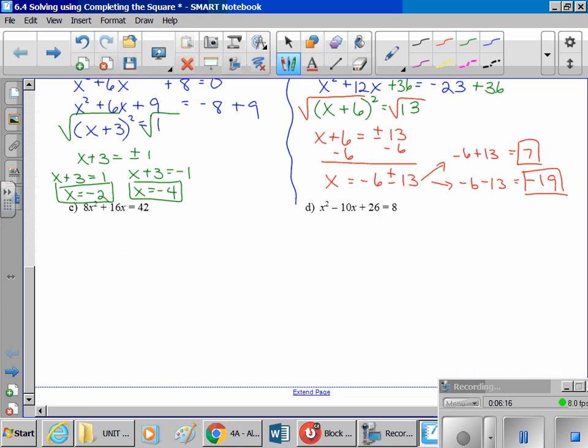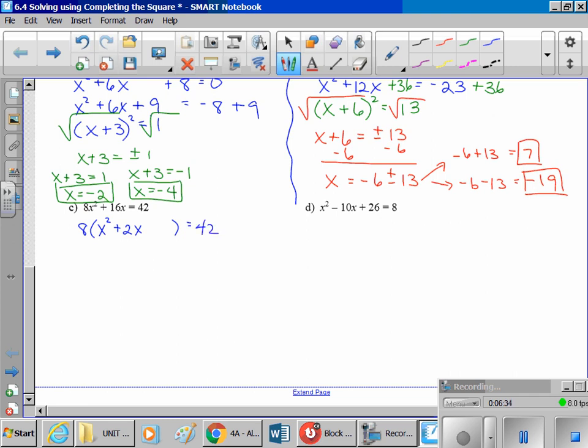Alrighty, so first step. This is equal to 42, so that's kind of nice. It's already on the other side of the equal sign. So the first thing I guess I'm going to do is factor out an 8 and get x squared plus 2x. Well, the nice thing, at least I'm not getting fractions here, equals 42.